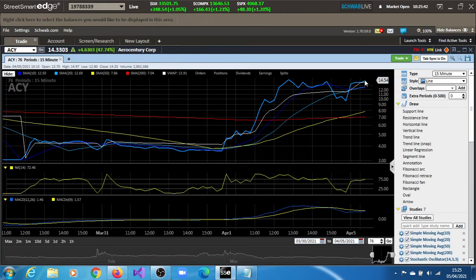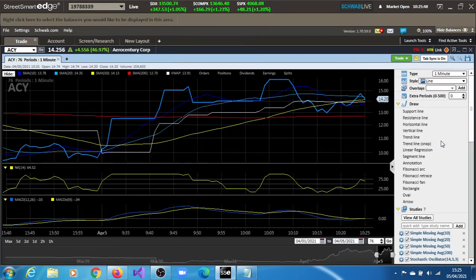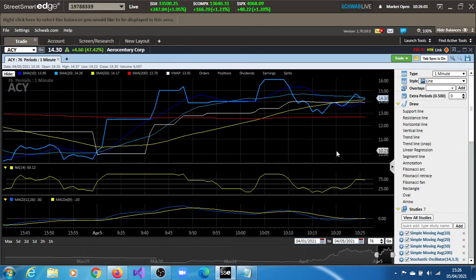Let's see, nothing higher than that. So let's return to the 1 minute live, and it's currently up now 46.39. Yeah, this is what's going on right now. Momentum is getting stronger. MACD is trying to supersede the signal line based on this 1 minute model, the livest of it all. So this is what's going on with Aerocentury.